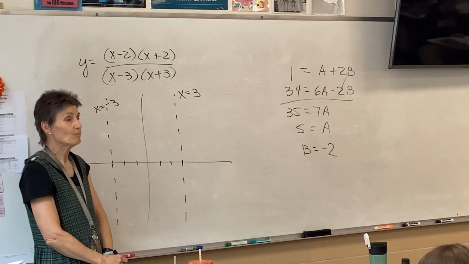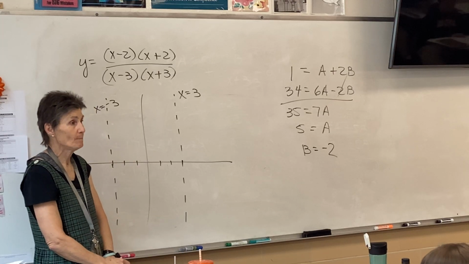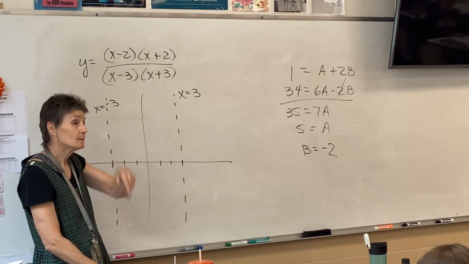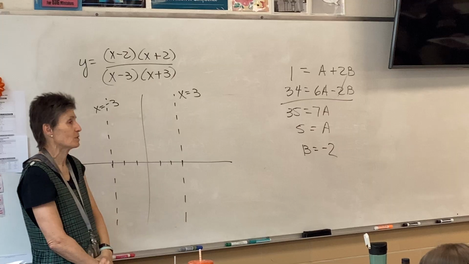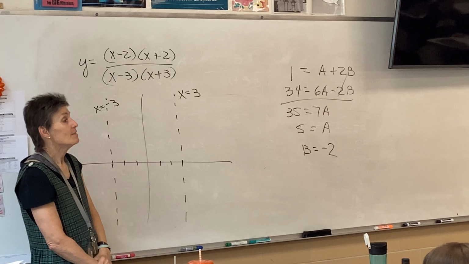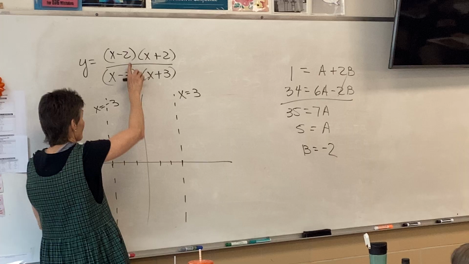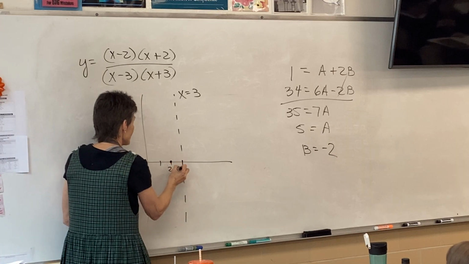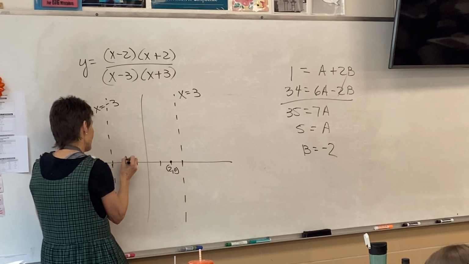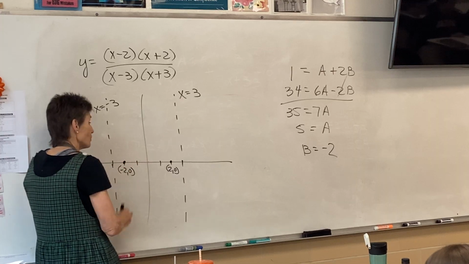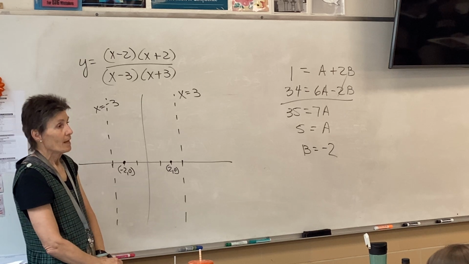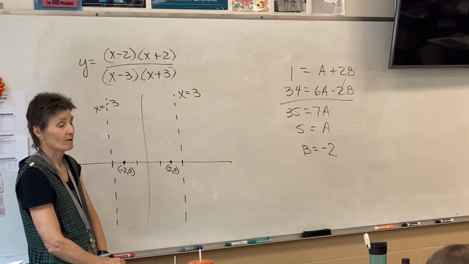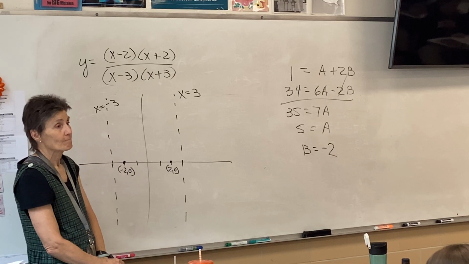Where do vertical asymptotes come from? The denominator. I have 2 things in the denominator, so I'm going to have 2 vertical asymptotes. The x-intercepts come from the numerator, so 2, 0, and negative 2, 0. Those are my x-intercepts, also called zeros, and they come from the numerator. Very good. What else do you remember?